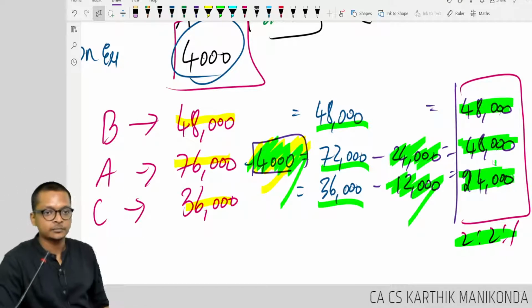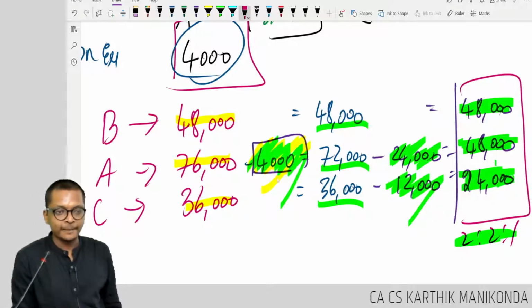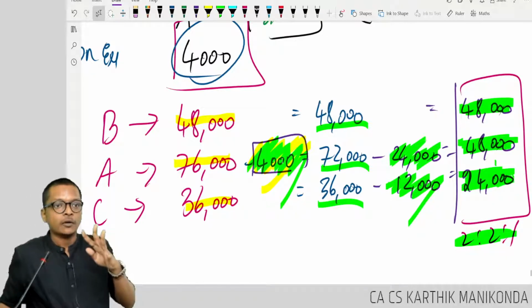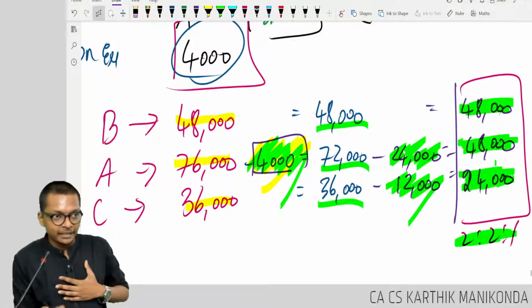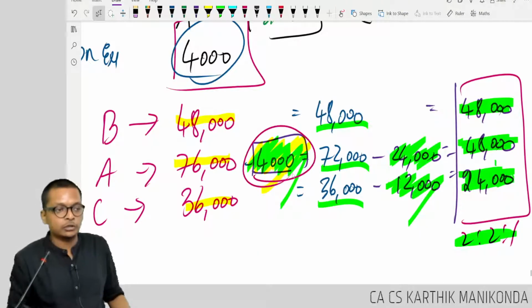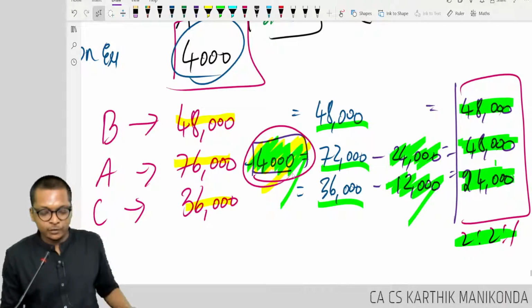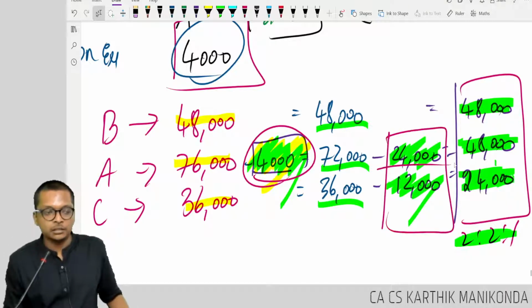Are you following? Understanding, guys? So, first to whom will I pay? A, how much? 4,000, not 28. 28 is what I should pay, but in the 28, first I will pay 4,000. Then after paying 4,000, they will be left with 24 and 12.